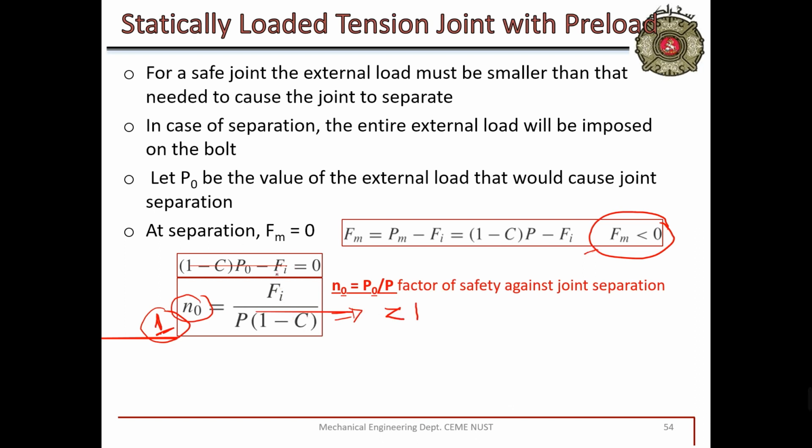And if this Fi is greater than this value, in other words, if this Fm is negative, then this N naught will be greater than 1. So N naught greater than 1 means the joint is intact and it has not been separated.